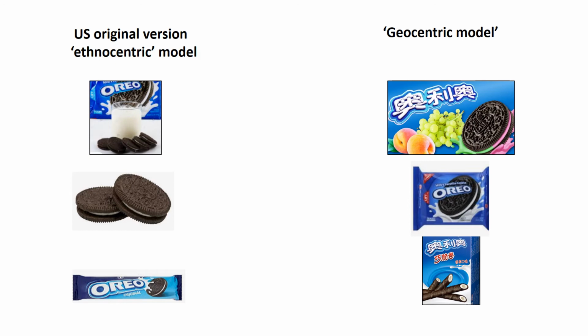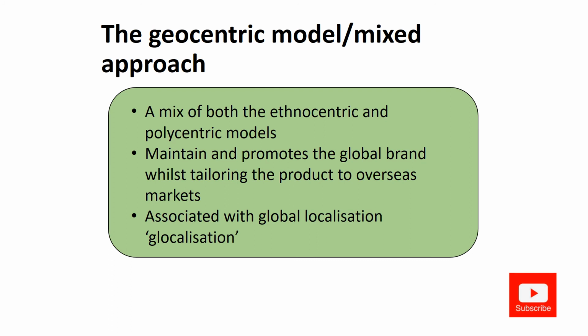Let's take a look at what a geocentric model is. The geocentric model is also known as the mixed approach, and it's argued to be the best one as it combines both the ethnocentric model and the polycentric model. This model tries to manage matters that can be approached globally from an ethnocentric approach, whilst taking into account local wants and preferences from a polycentric approach. This model helps to maintain and promote the global brand whilst tailoring the product to local markets. And it's associated with localization, which is about adapting to the local market.